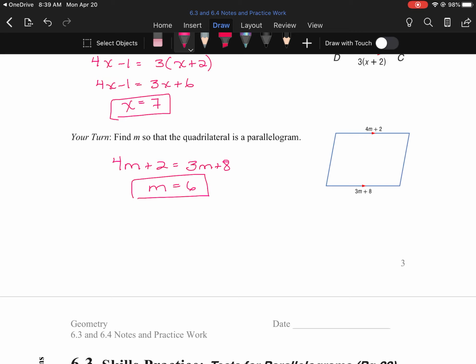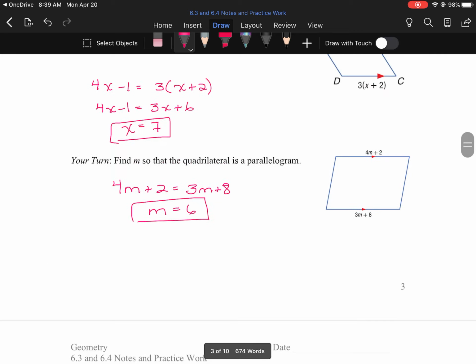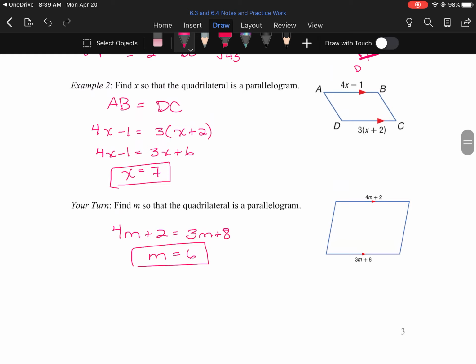All right, so we found that M is 6. All right, so you guys can see your practice work after this, so go ahead and get started.